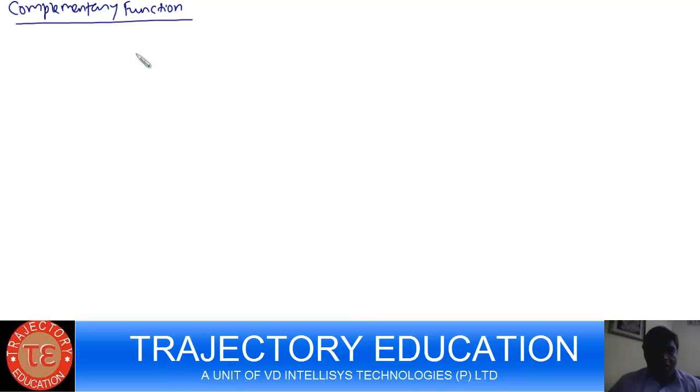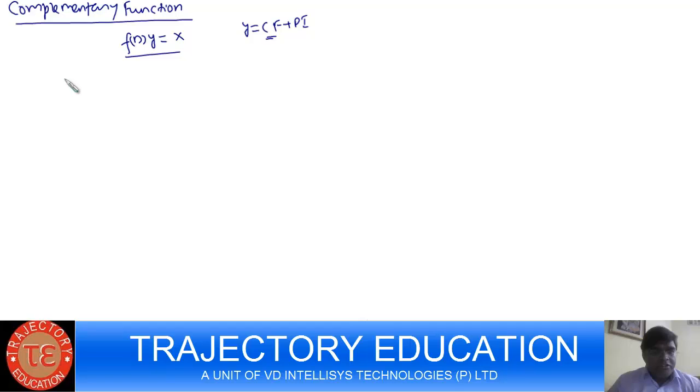Now let's discuss how to find the complementary function of the solution, for the differential equation which is given like this, where X is a constant or a function of x alone. So we want to find the complementary function. Your complete solution is written as CF plus PI. So the solution has two parts, complementary function and particular integral.